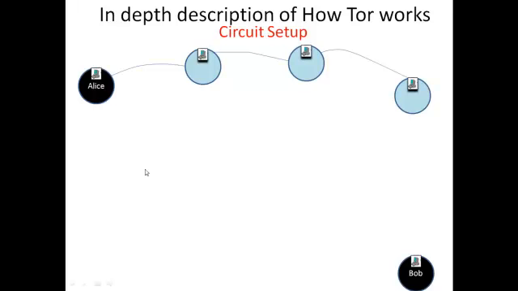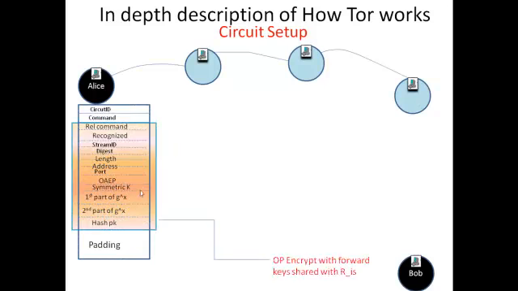Now the handshake is being completed. Alice has shared a session key with the first relay and with the second relay. Now it wants to extend the circuit to the exit node. It does this in a similar way and double encrypts, so there are two layers of encryption.